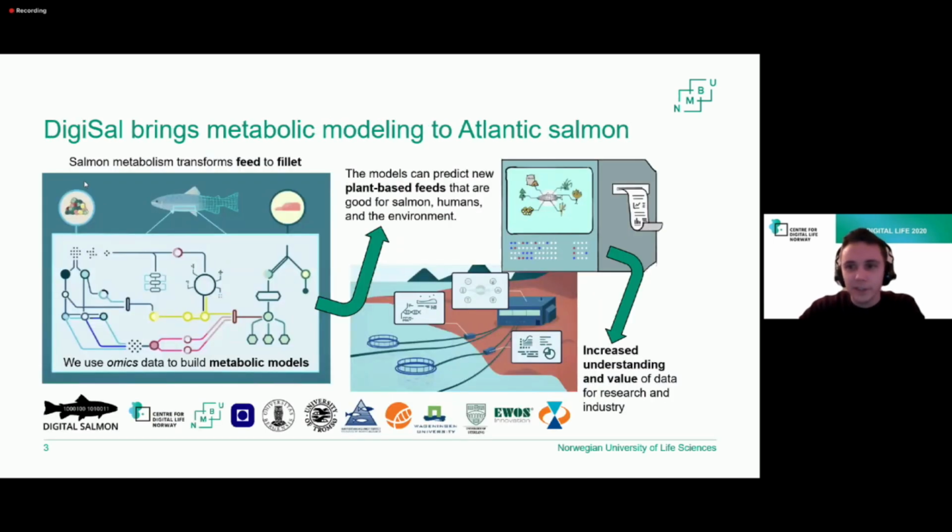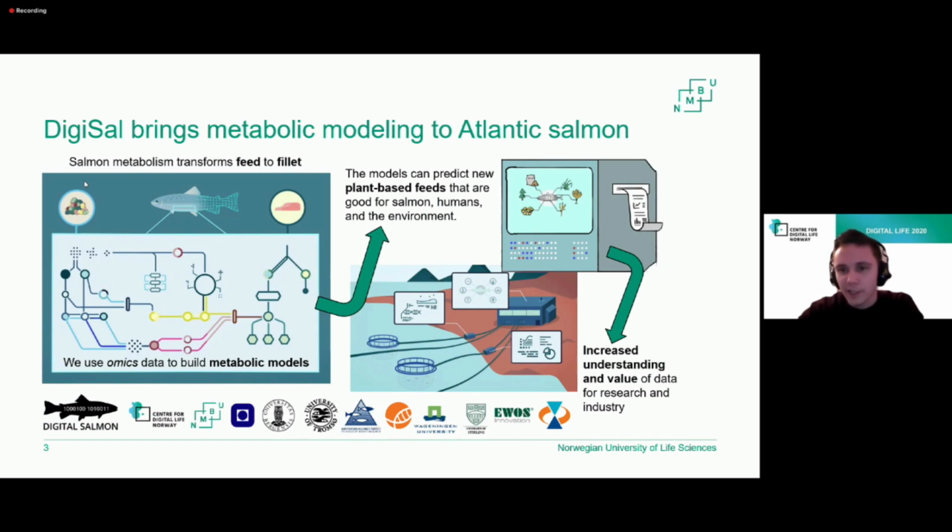In salmon, the metabolic network is what transforms the nutrients from the feed into the fillet that we eat. And in the Digital project, we're using omics data to reconstruct and to model this network. We're using our models to learn, first of all, more about salmon metabolism, and also to address key challenges facing the salmon aquaculture industry. And in particular, we want to use our models to find new plant-based feeds based on renewable and readily available resources that provide the salmon with the nutrients that it needs, while also producing a healthy fillet for us humans to eat.